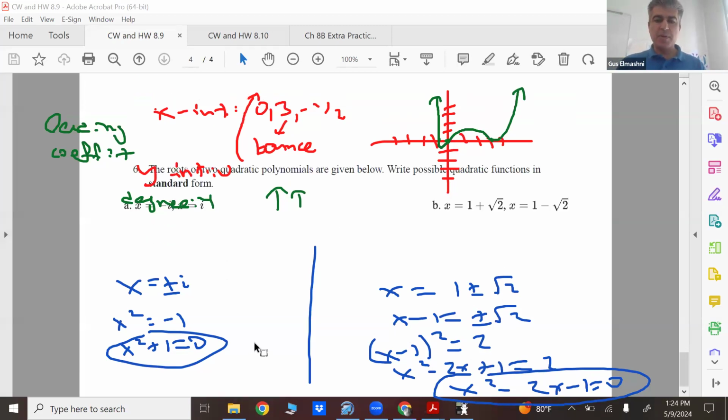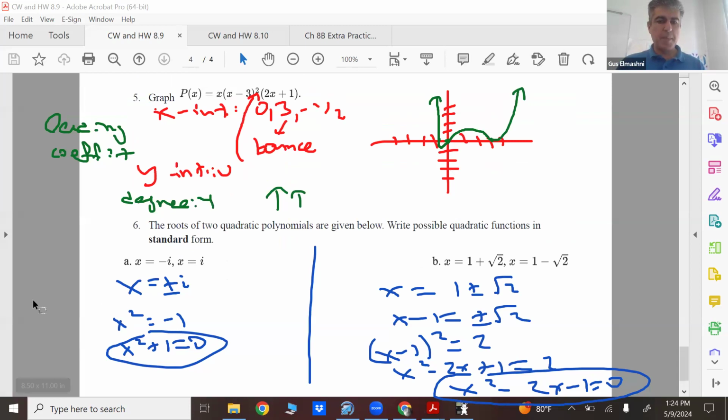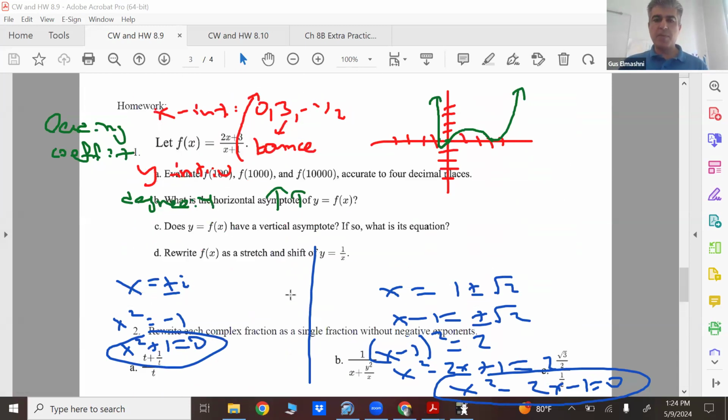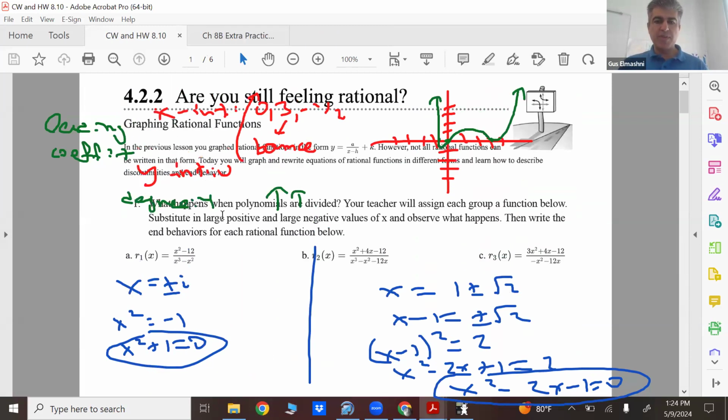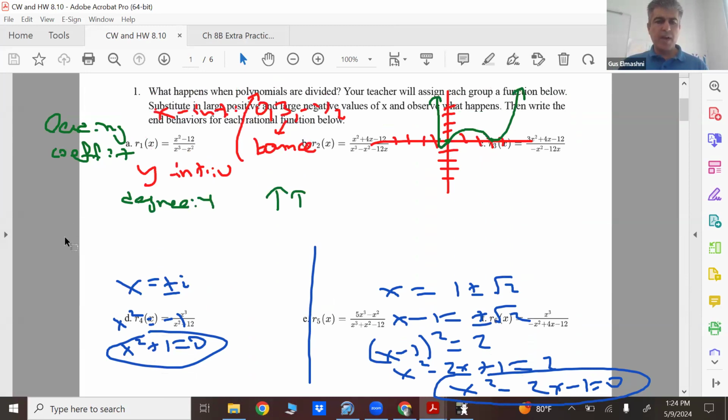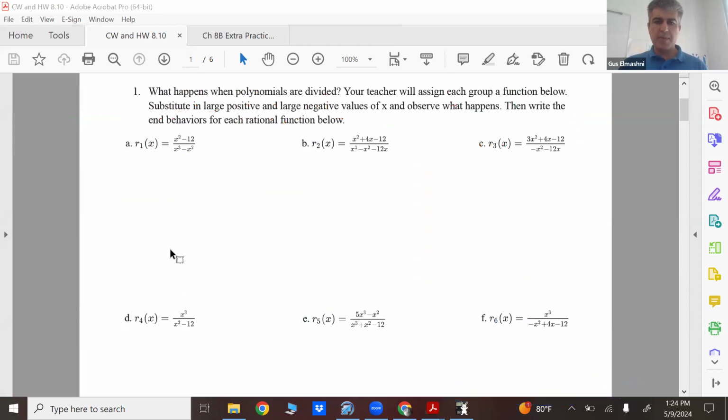All right, and I think that covers the homework. Cool. Let me take a screenshot of that. Hopefully you guys are comfortable with that. Let's move on to a new lesson. So still feeling rational. Okay. So what are we going to do here? Hopefully we don't have to graph all these, because that would not be cool.